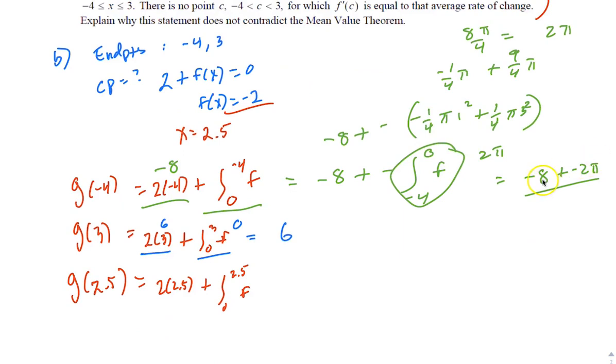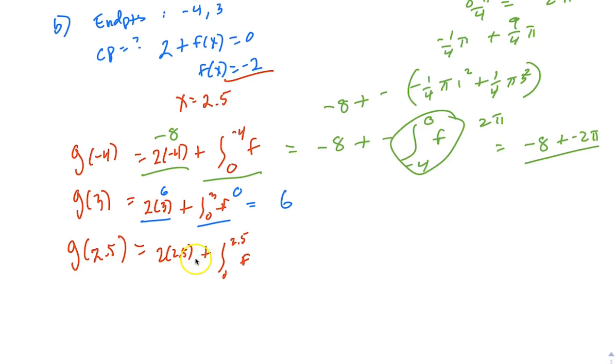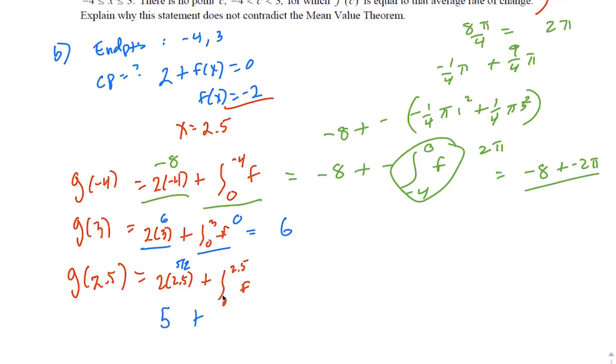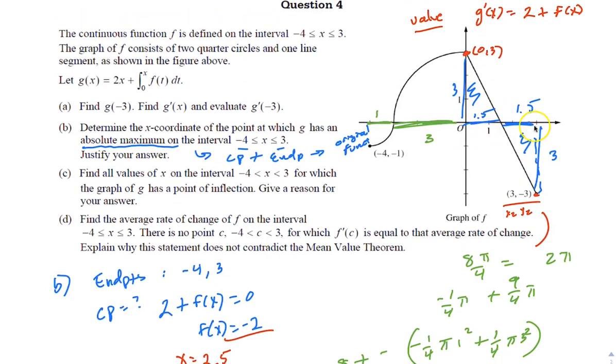So I have negative 8 plus negative 6, so negative 14-ish. That's not going to be the max. And then g of 3, which is 6. Last thing I do is I check this guy. So this is 2 times 2.5, or 2 times 5 halves, which is 5, plus the area from 0 to 2.5. Now that's going to get kind of ugly. So I got to find the area from 0 to 2.5.